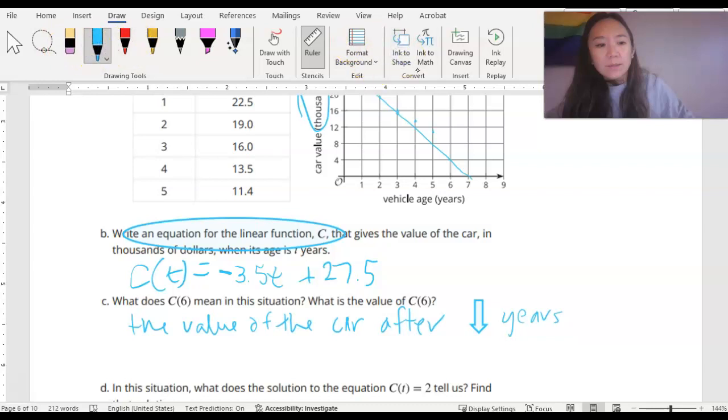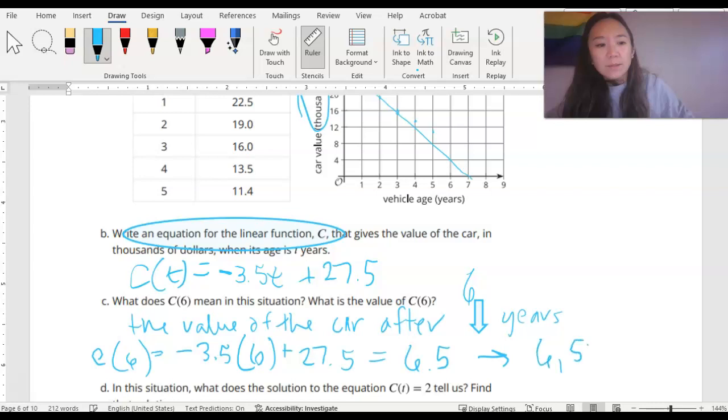After 6 years, okay? And it is going down, so maybe that arrow is appropriate. And then if we put C of 6 in here, we'll do negative 3.5 times 6 plus 27.5 and calculate that. You'll get 6.5. All right, and so 6.5 means that when the car is 6 years old, the car, this is in thousands, is $6,500. That's how much it's worth.